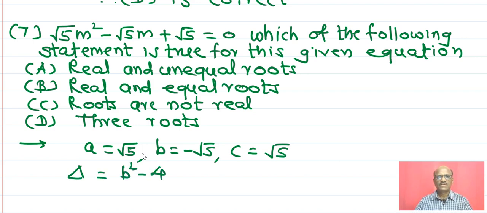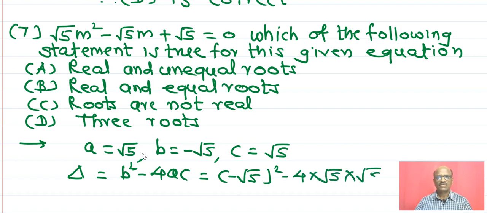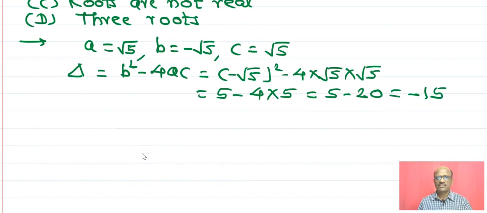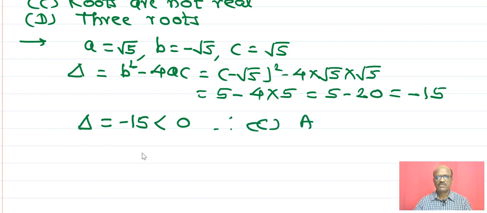Now delta is equal to b square minus 4ac. The value of b is minus root 5 bracket square minus 4 root 5 into root 5. Minus root 5 square is 5, 4 root 5 into root 5 is 20. That is equal to minus 15. The roots are not real, since minus 15 is less than 0. Therefore, option C is the correct one.